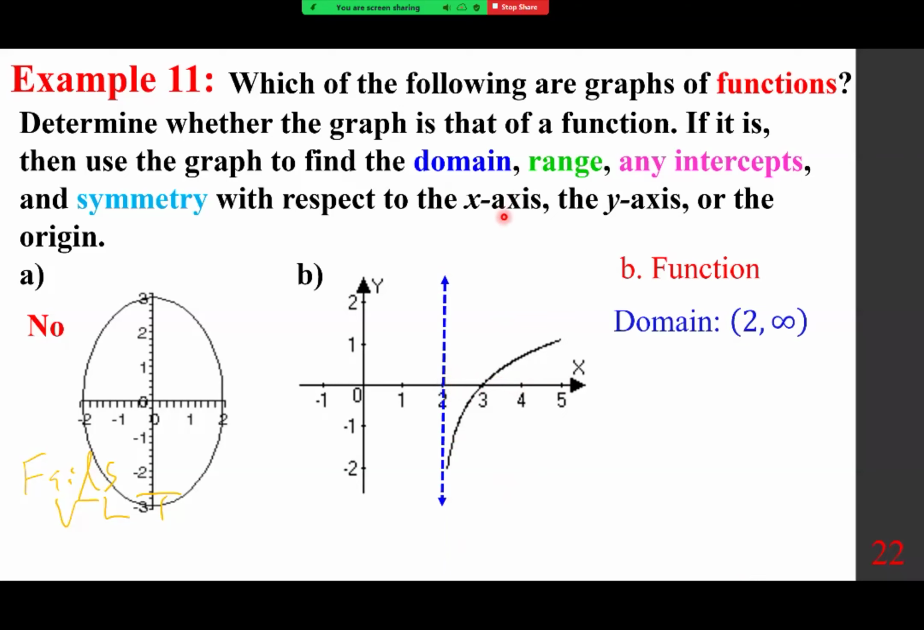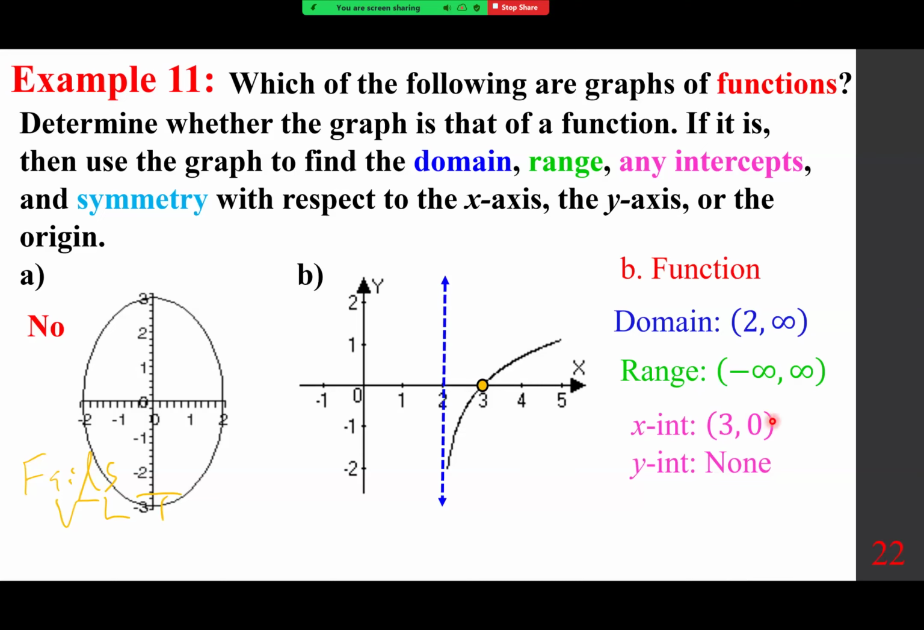Range. This covers everything along the y-axis. So it's all real numbers, from negative to positive infinity. Any intercepts? Clearly we have the x-intercept at 3, 0, and I don't see any y-intercept. So this point with coordinates 3, 0, that's the x-intercept. Y-intercept does not exist. And finally, what about symmetry? Nothing. No symmetry.